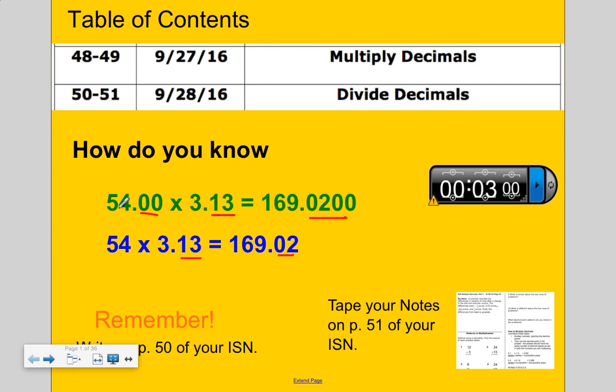54 is close to 50. 3 and 1300ths is close to 3. 50 times 3 is 150. Is that kind of close to it? It is. If you wanted, we could approximate to 55. 55 times 3 is, I don't know, 55 plus 55 is 110. About 165, which is close to 169.